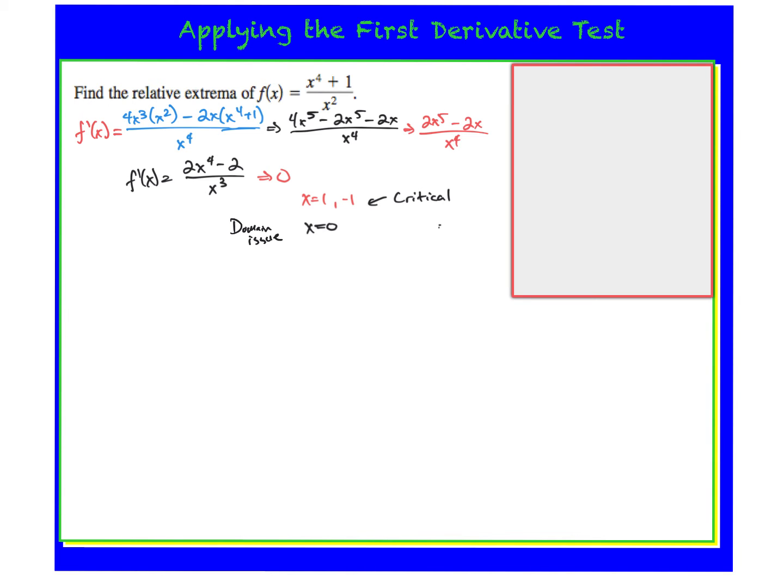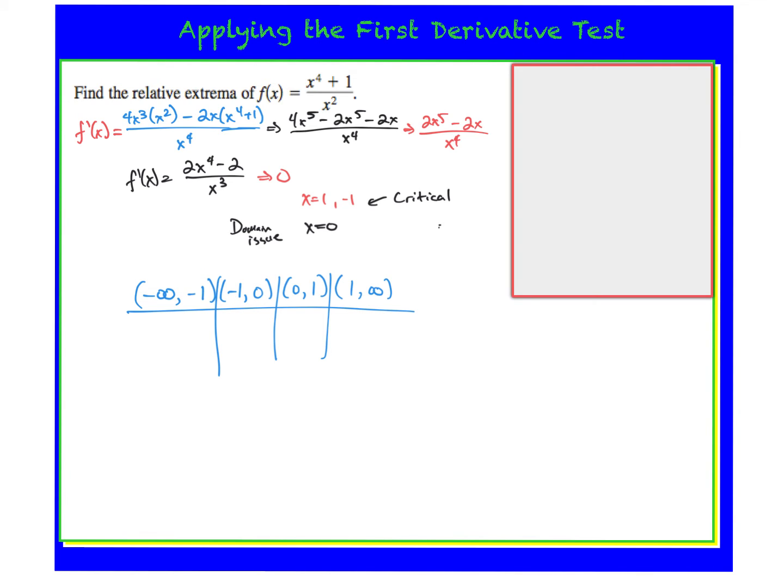So can I have that as a candidate for a relative max or min? No. Because a relative max and a min have to occur where? At critical numbers. They have to occur at critical numbers. But those have to be included in our test intervals. So let's do it. So now my interval will be from negative infinity to what? Negative 1. And then negative 1 to 0. And then 0 to 1. And then 1 to positive infinity.